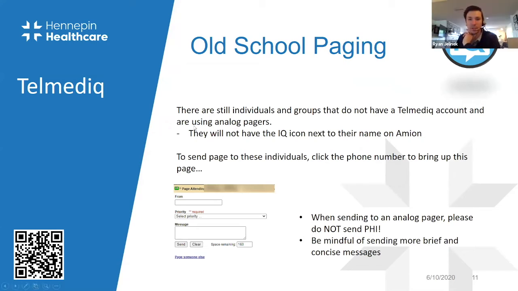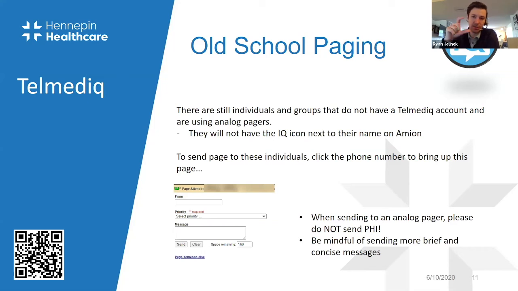So this is moving on with the slides here so we don't run out of time. I've basically gone over all of this, just the old school paging method here. This is that screenshot of if you were to send someone a message through American Messaging through Amion, it gives you this 160 character limit. That's how you know you're sending it to a pager, but it also has this little pager icon next to it. One thing to note, if you are sending to an analog pager, don't send any PHI, right?